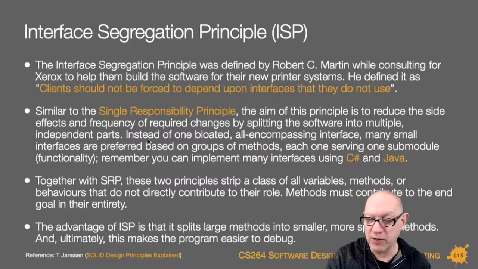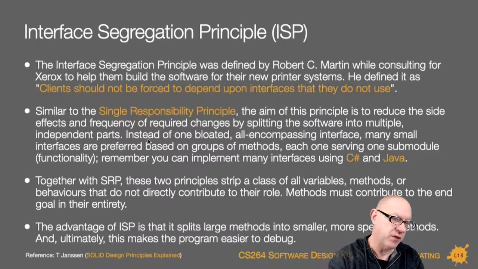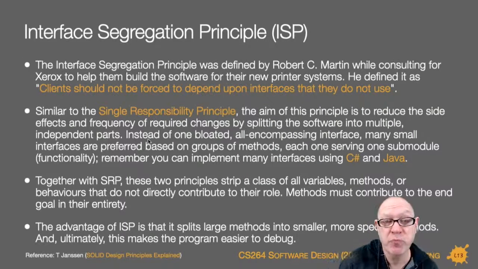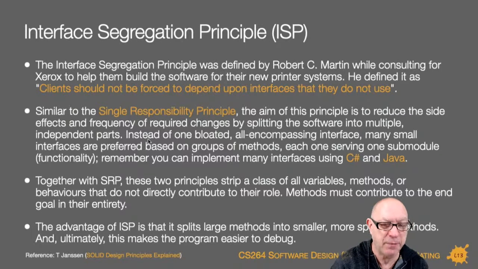So the advantage of ISP is that it splits large methods into smaller, more specific methods. This ultimately makes the program easier to debug. In the end, it's much easier to debug these kinds of programs. Again, students will say, "But look, I've got loads of methods in there now." Well, good, great. If each method is doing a single thing, and you can be sure that it will work, and it does that one thing, and there's no chance of a side effect, and it behaves the way you expect it to behave, well, great. Let's do that.